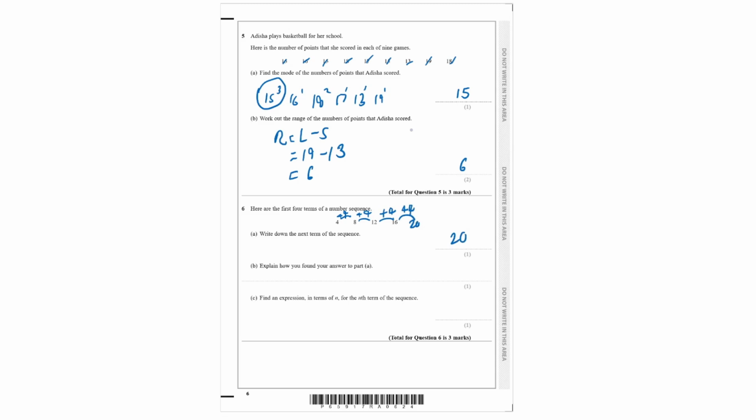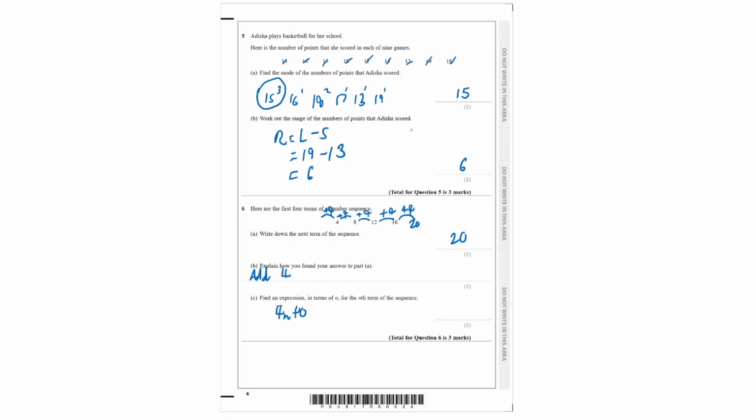Explain how you found the answer to part A. We add 4. Find an expression in terms of n, the nth term of the sequence. To find the nth term, we simply subtract the difference. So here we have plus 4 again, and we simply subtract 4 from 4, so we get 4n plus 0.